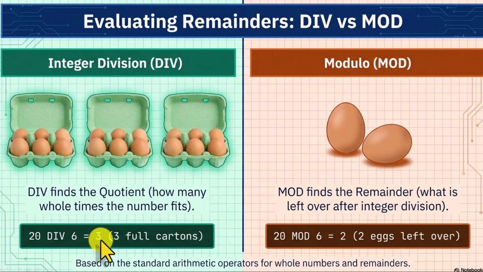So that is what it does. 20 div 6 is 3, not 3 point something, so that is integer division. And modulo, or mod, simply finds the remainder, what is left over after integer division. See here, 20 mod 6 will be 2. So after we get 3 whole cartons, we will be left with 2 eggs. So that is modulo.